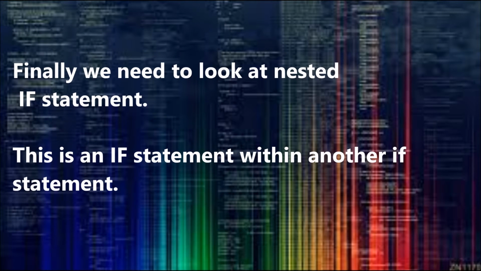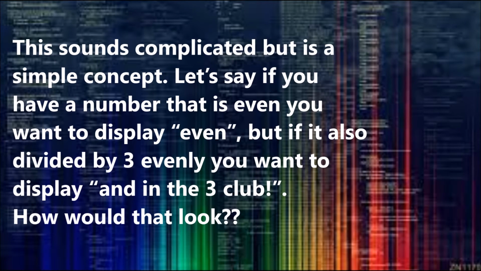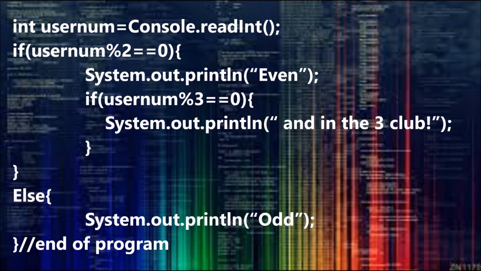End of program. Finally, we need to look at the nested if statement. This is an if statement within another if statement. This sounds complicated, but it's a simple concept. Let's say if you have a number that is even, you want to display even. But if it's also divided by 3 evenly, you want to display and in the 3 club. How would that look? Int username is equal to console read-int.